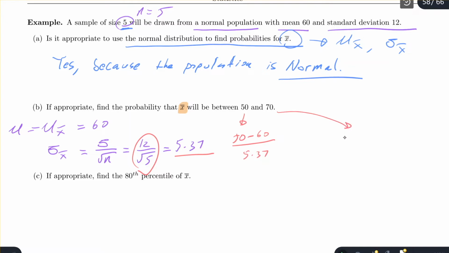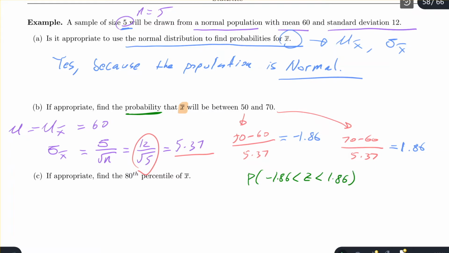For this one, it will be 70 minus 60 divided by the same standard deviation. So find each of these values. I get negative 1.86 for this one, and positive 1.86 for this one. So we're finding the probability that z is between these values.